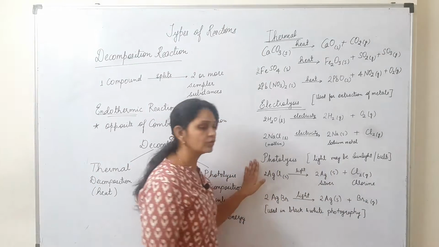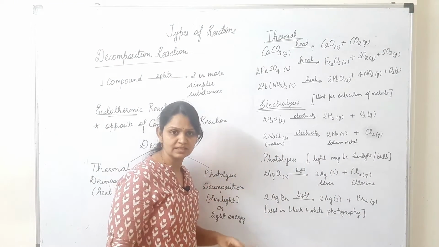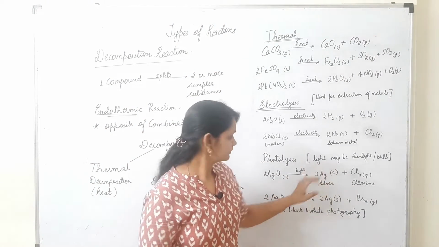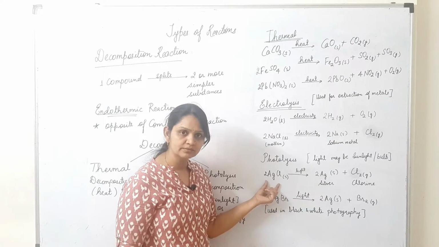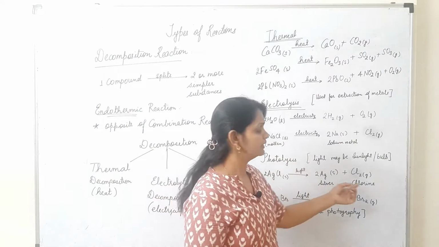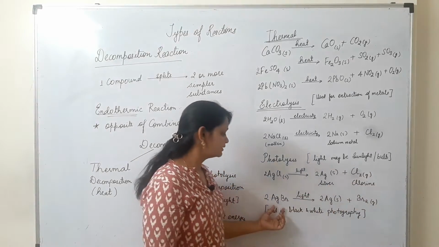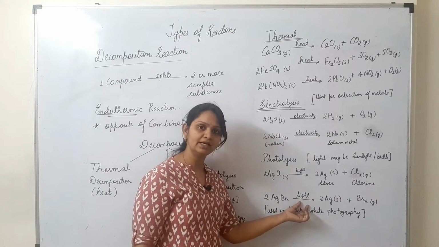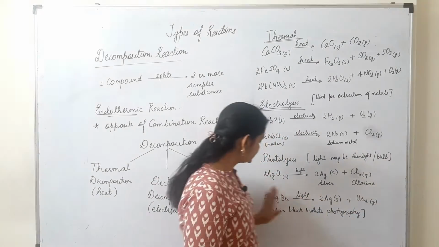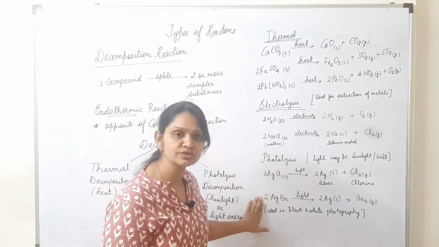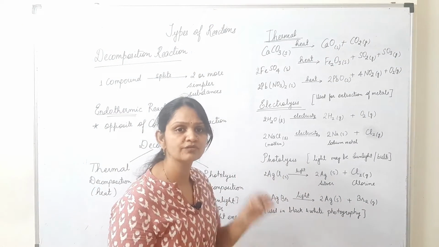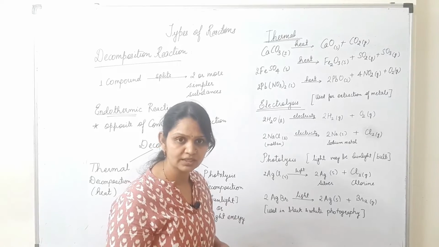The next type is photolysis, where light energy is needed. The light can be either the sunlight or the bulb light of your house. Silver chloride, when exposed to sunlight, decomposes into silver and chlorine. Similarly, silver bromide, when exposed to light, decomposes to silver and bromine. This reaction is used for black and white photography. So I hope you have understood the different types of thermal, electrolytic and photolytic decomposition.